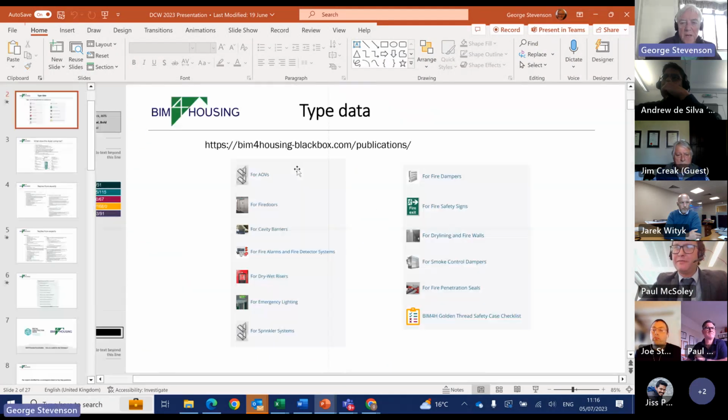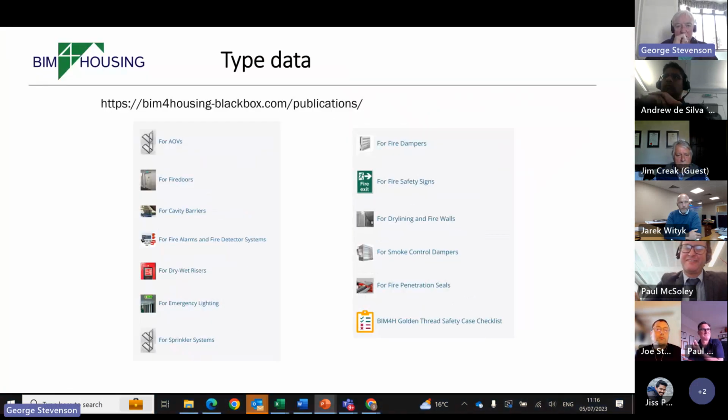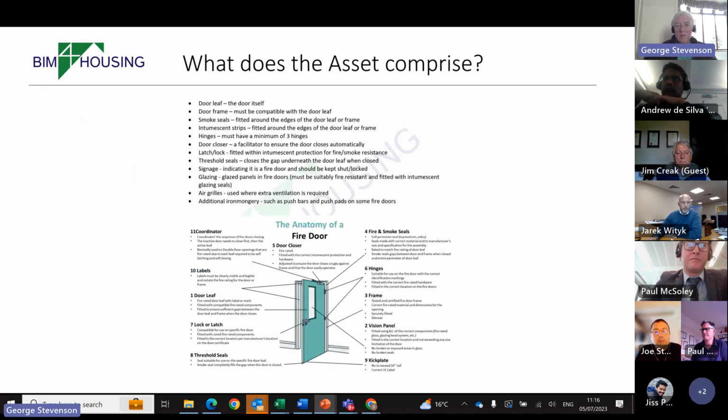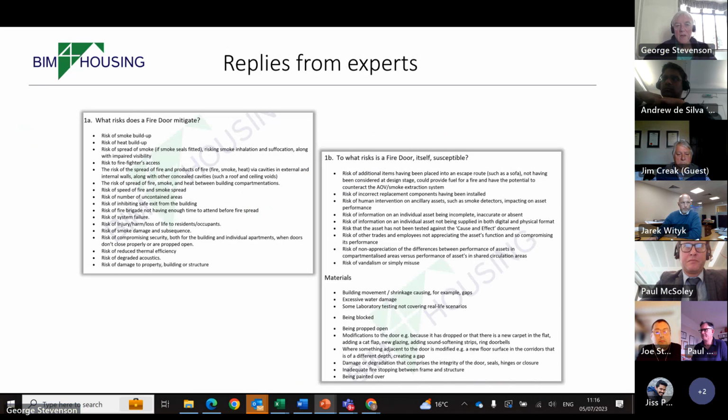In fact, just for anybody that's not aware, this is what we did 18 months ago that we fed back into the Golden Thread process. So we produced guidance for the 12 asset types that are set out there. And that's what we've been refreshing. So this is what the fire door one includes.